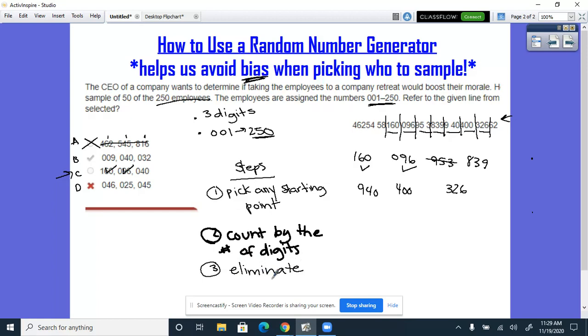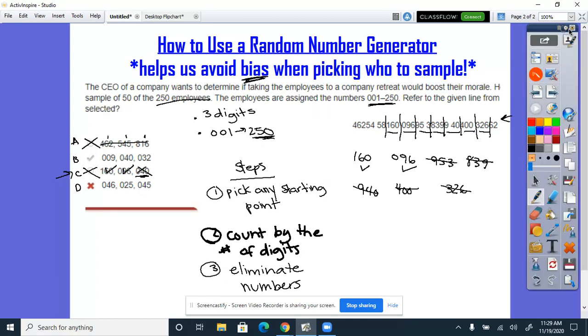Eliminate numbers, right? 839, we wouldn't use that one either. Again, way too big. 940, can't use that. 400, can't use that. 326, can't use that. So we don't even have a 040 number. So that means that this does not even work if we were to count by threes.